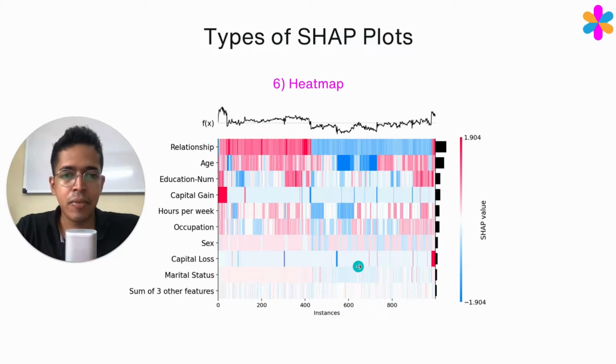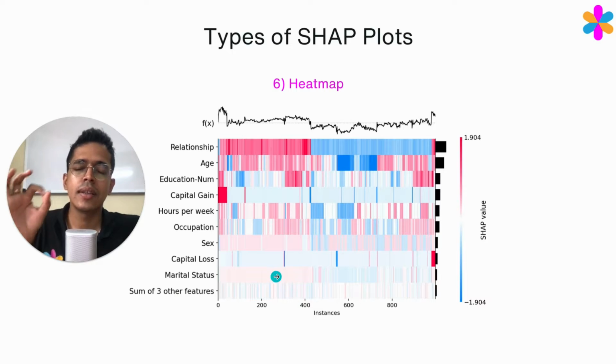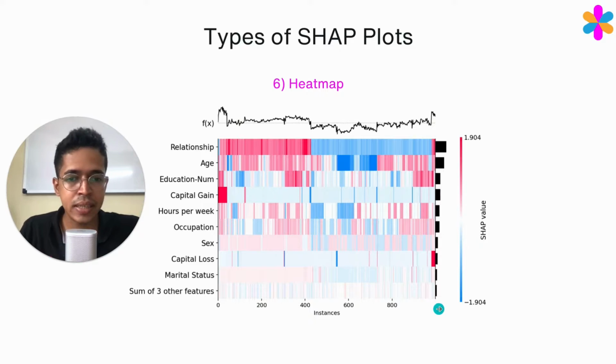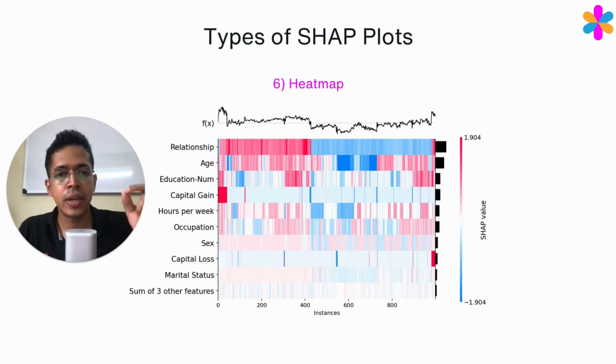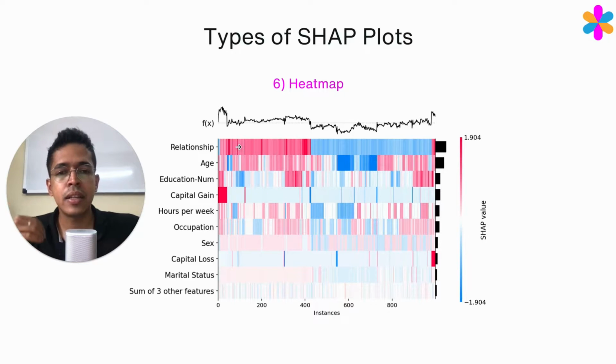This heat map is again a very, very nice representation showing for every single instance how the SHAP value changes for every single feature. So on x-axis, you have around 1000 instances. Each instance is one person. So here you can think of there being 1000 people whose status of whether the person earns greater than 50K or less than 50K is being predicted. And what is being shown on the y-axis are different features, which are data points corresponding to each of these individuals. And the SHAP value, the red color, shows whether the value is positive or negative.